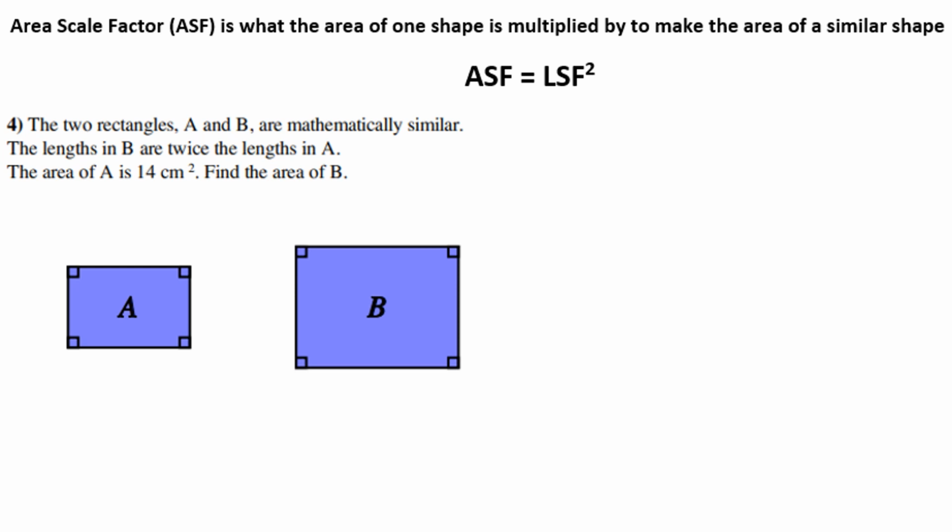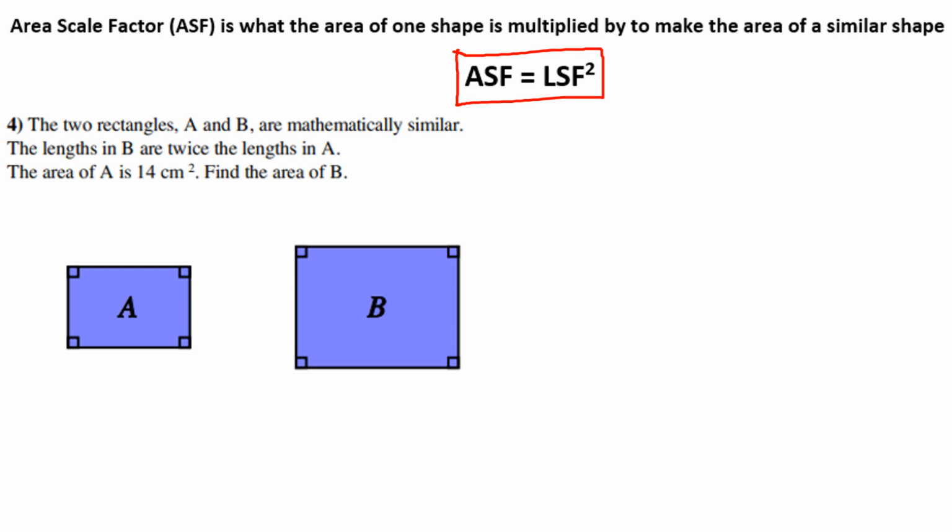That's what we're stating here. Area scale factor is what you multiply the area by to get the other area, and ASF is always, not just in those two cases, but it's always equal to LSF squared. That's the important fact for today, and that's what we're going to try and use. Because we're going to look at examples where we don't know all the side lengths.